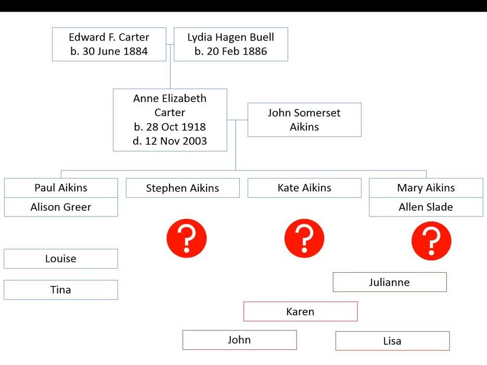So now I know that Louise and Tina, who were 2 of the 6 names that I had, belong to both the Greer family and the Akins family. They are the children of Allison Greer and Paul Akins. So I can add them to my tree and keep working to find out where the other 4 grandchildren fit in.